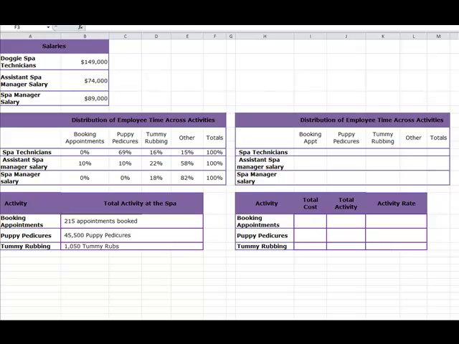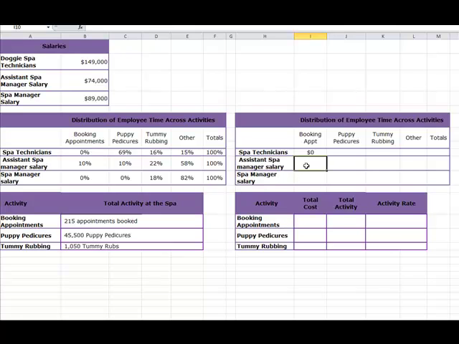Okay, so we said that we were going to distribute the employee time across activities. So if I start here with booking appointments, I know that of the spa technician's $149,000, they spend 0% of their time. I'm just multiplying this amount by this amount, and I'm going to say enter. I know there's an easier way to do it, but I want to show you this step by step.